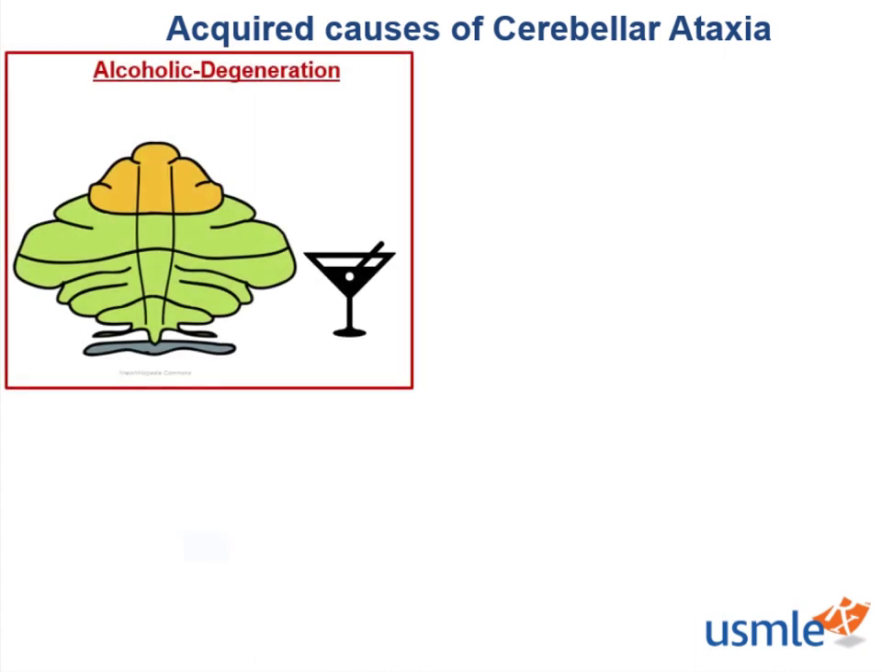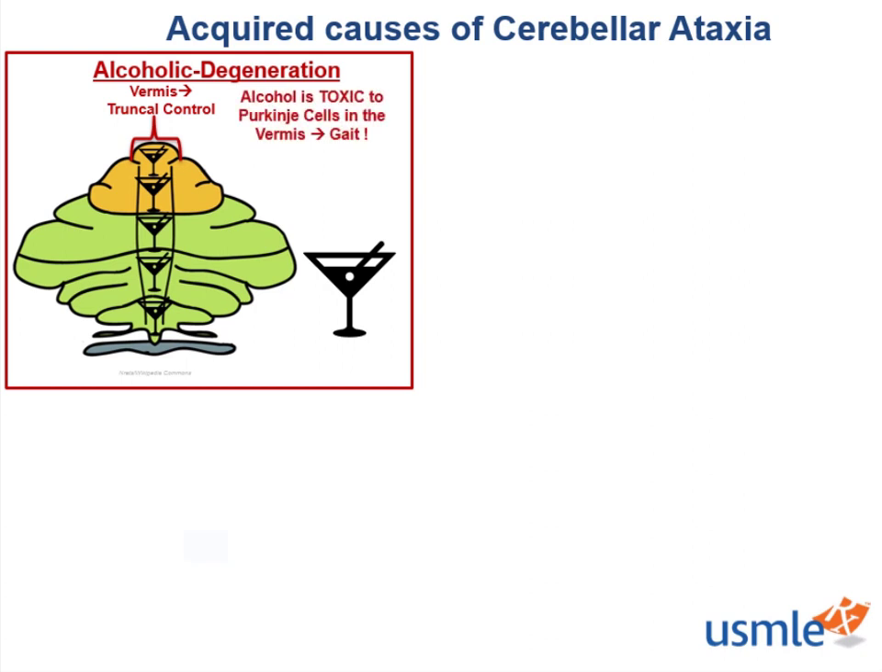In terms of acquired causes, alcoholic degeneration of the cerebellum occurs with long-term alcoholic consumption. Ethanol is directly toxic to the vermis of the cerebellum that is critical for truncal control. This is not, I repeat, not due to thiamine deficiency. Alcohol, ethanol, is the toxin.